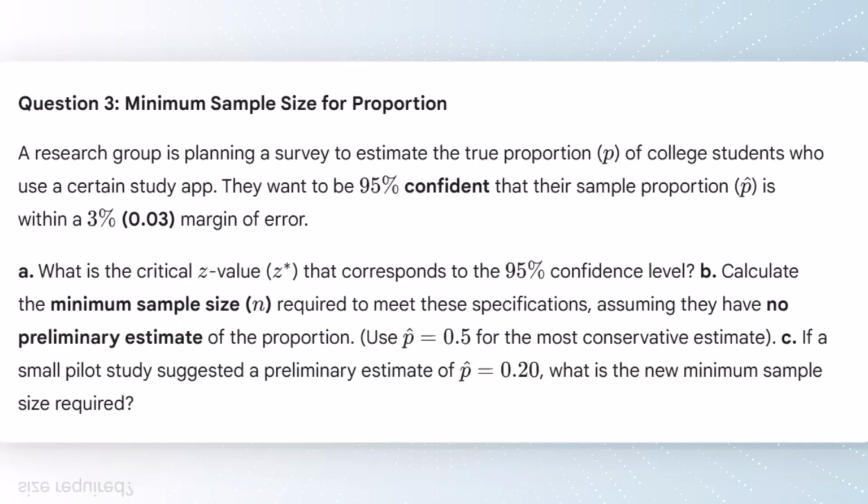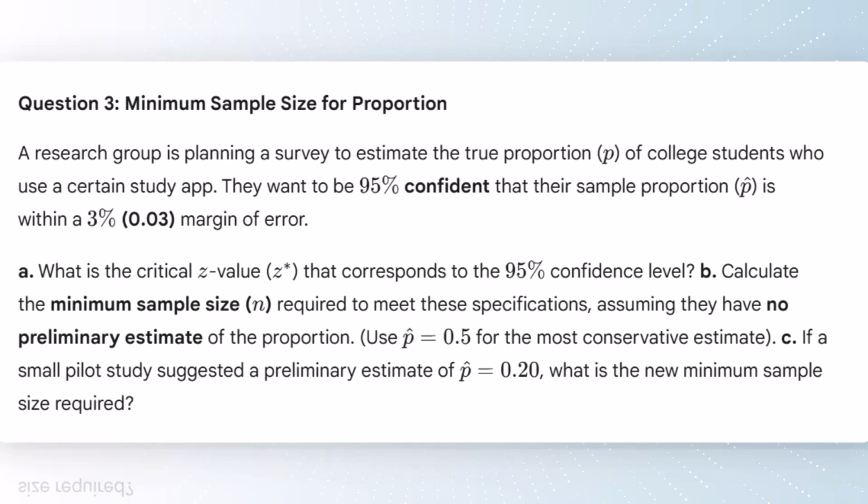Okay, next question. A research group is planning a survey to estimate the true proportion P of college students who use a certain study app. They want to be 95% confident that the sample proportion P hat is within 3% margin of error. That means he's giving you the margin of error, guys, here it's 0.03, and he wants the sample size. First of all, he's asking what's the critical Z value that corresponds to a 95% confidence level.